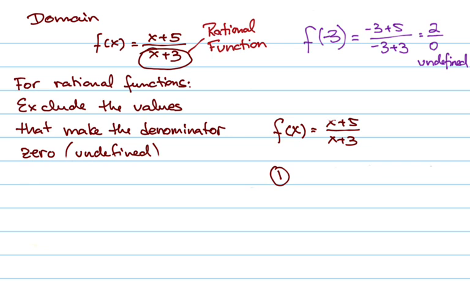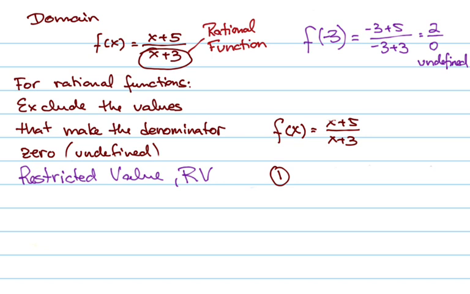It's defined anywhere else. So if I were to say what the domain is, I would say all real numbers except negative 3. Why not? Because it's undefined. So for rational functions, you have to exclude the number that makes the denominator 0, undefined. I call this the restricted value, the RV. You have to exclude the RV.